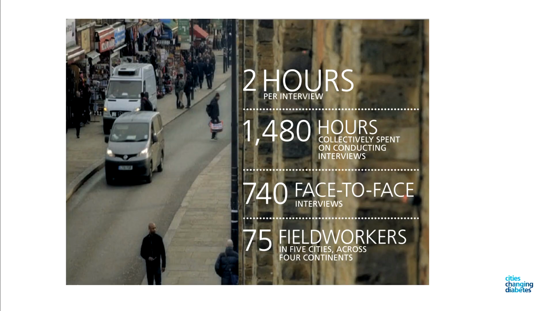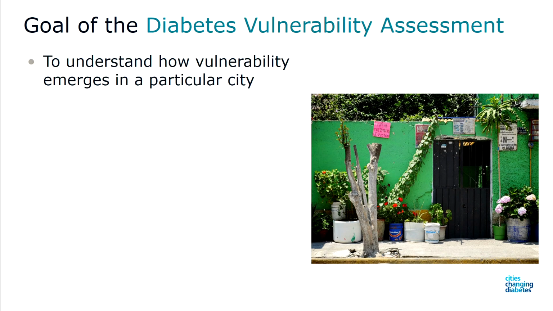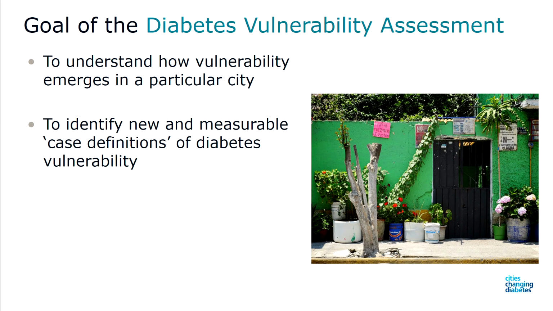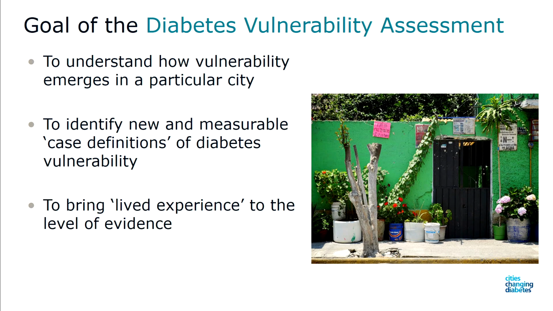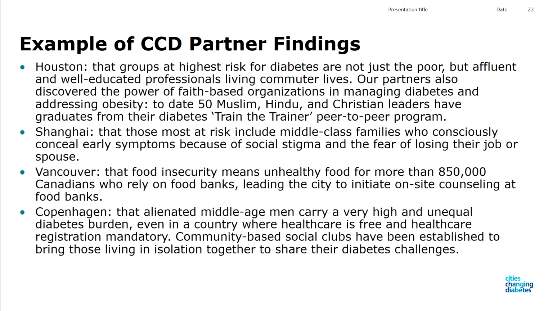So far, we've done, this is actually old, we now have almost 2,000 hours of data that we are working to code. And the goal of this, as I conclude, I only have 1 minute left, is to understand how vulnerability emerges in a particular city, to identify new and measurable case definitions, we call them, of diabetes vulnerability, and to find ways of bringing that lived experience to the level of evidence.